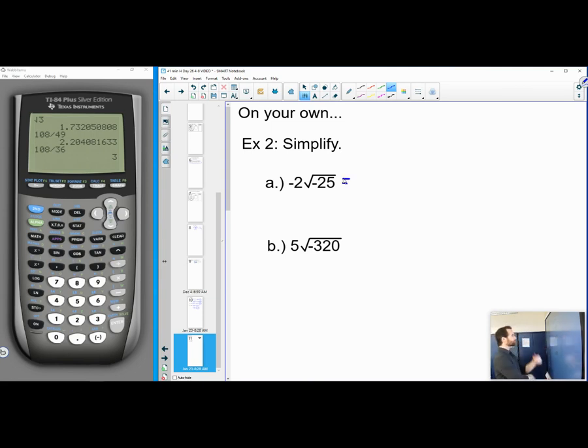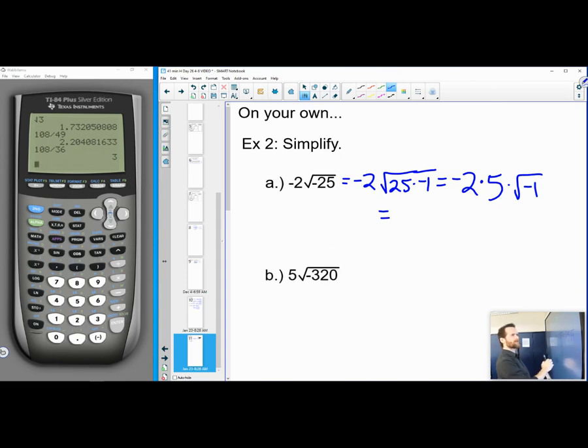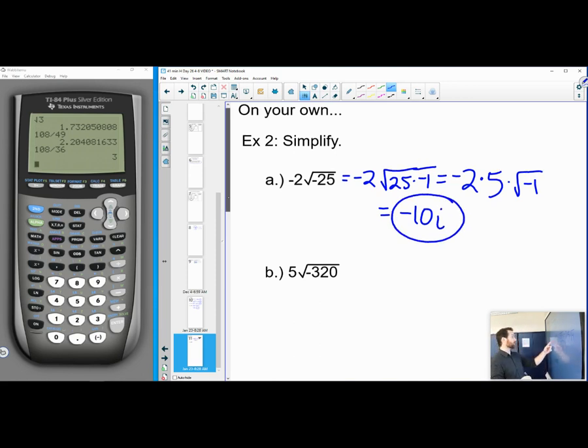All right, A. Let me see. So it's negative 2 times the square root of negative 25. Negative 2 just comes over. Well, this is just 25 times negative 1, because 25 is already a perfect square. So that's negative 2 times the square root of 25, which is 5, times the square root of negative 1. And then I'm going to need some more space. Negative 2 times 5 is negative 10, times the square root of negative 1, which is i, the imaginary unit. So negative 10i is our answer for A.